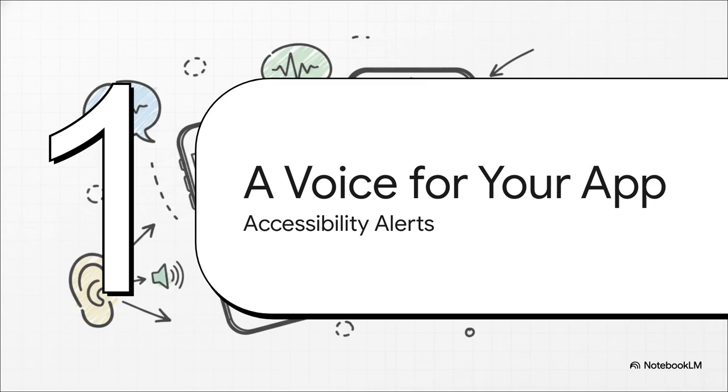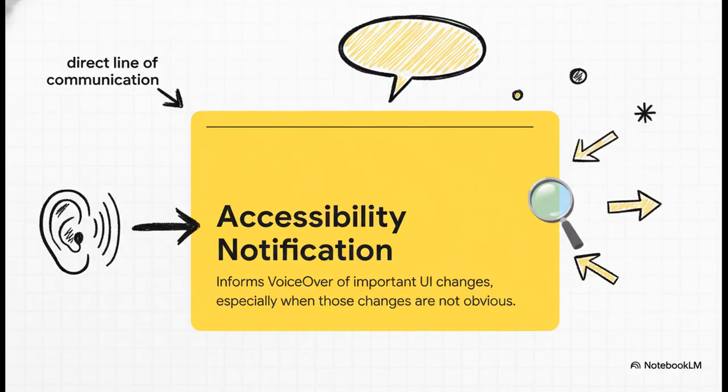Well, the answer is an incredibly powerful but surprisingly simple feature in iOS called accessibility notifications. This is the way we can actually program our app to speak up and talk directly to the users who need that feedback the most. And the idea behind it is really elegant. Think of an accessibility notification as a direct hotline from your app straight to VoiceOver. It's basically you, the developer, picking up the phone and saying, hey, VoiceOver, listen up. Something important just changed on the screen, and you need to tell the user about it right now.